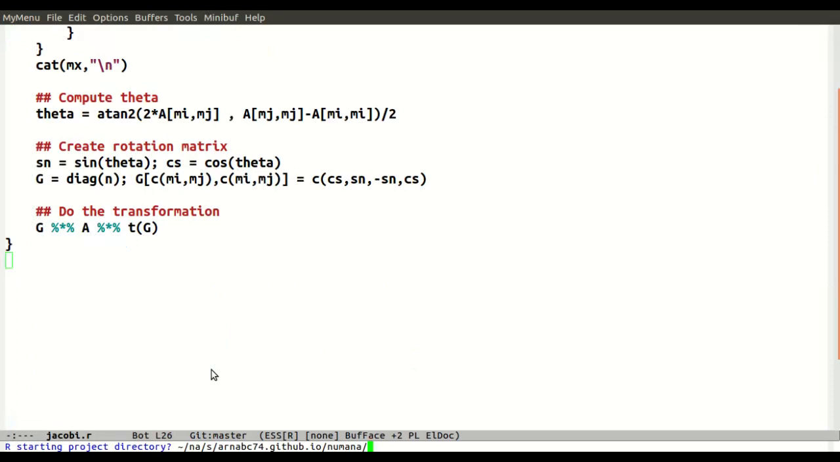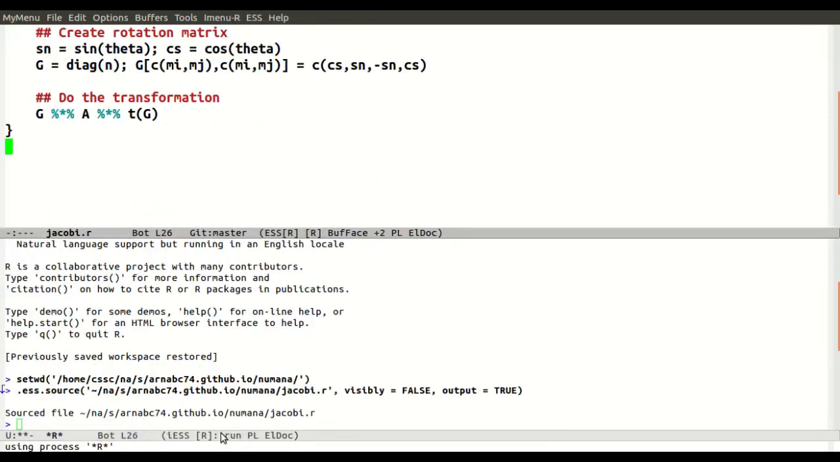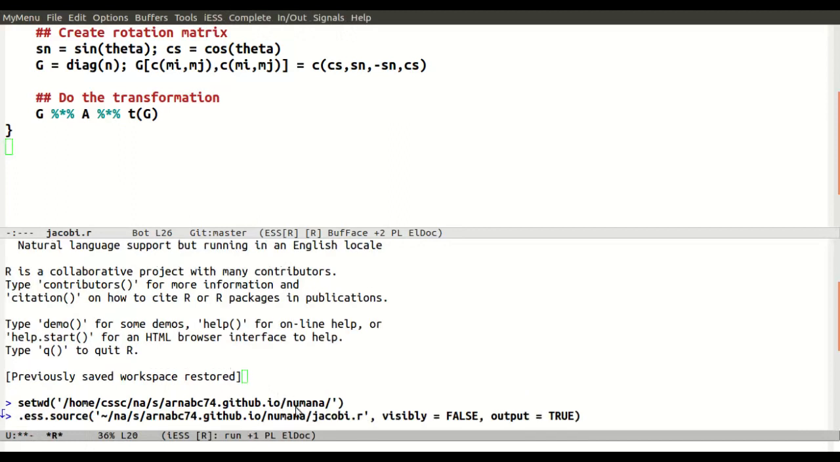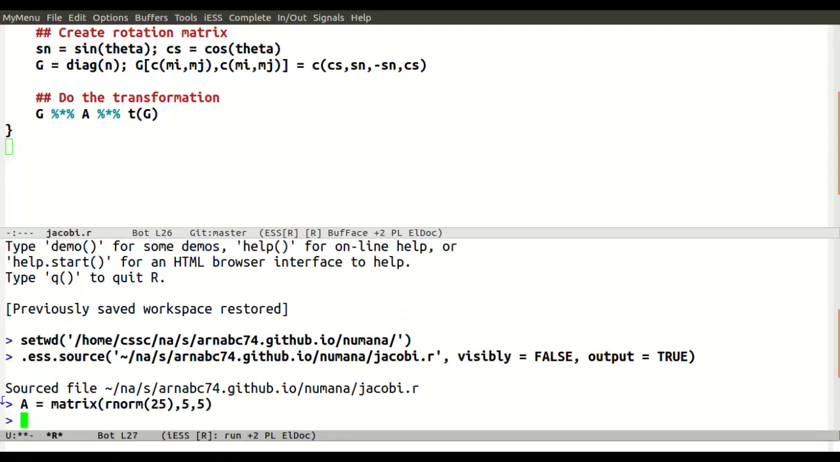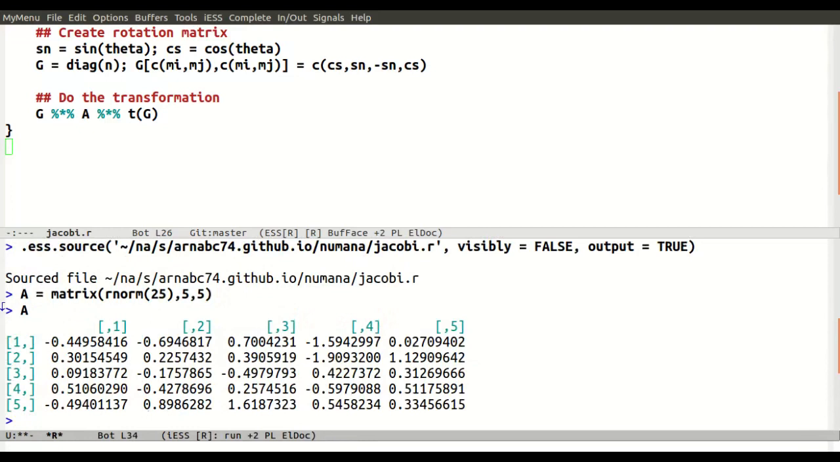So I will load it. I have loaded it. Now let me create, let me increase the font size a bit. Yes. So I will create a symmetric matrix. How do I create a symmetric matrix? Well, I will first just create some matrix. So I will take, say, random normal numbers, and how many? 25, suppose. And I will wrap it into a 5 by 5 matrix. So that gives me a matrix, of course, not symmetric.